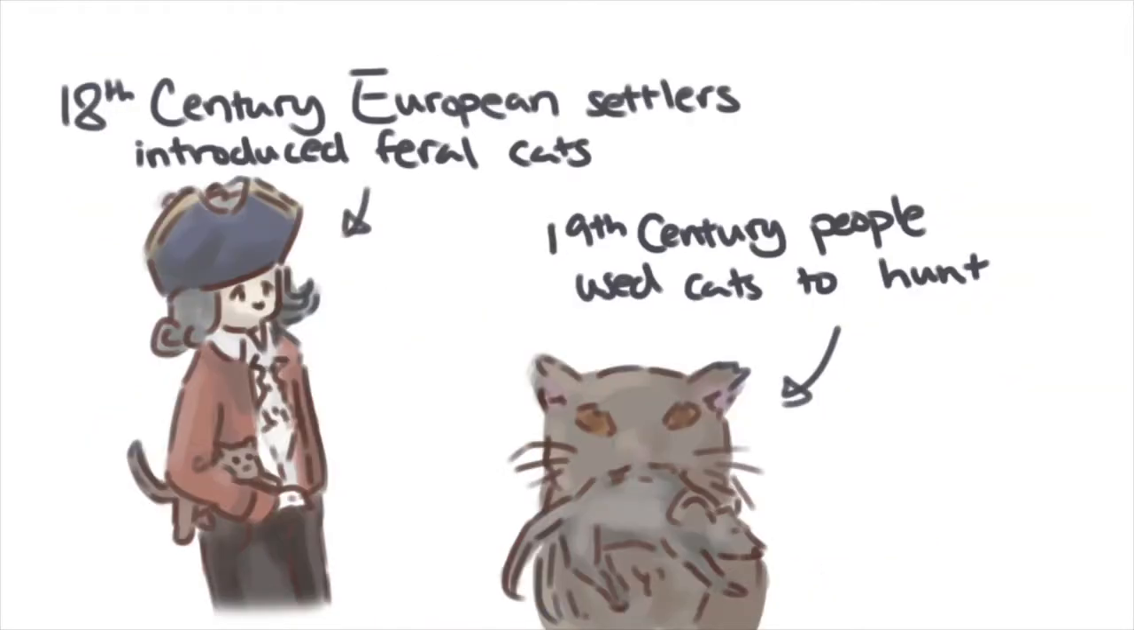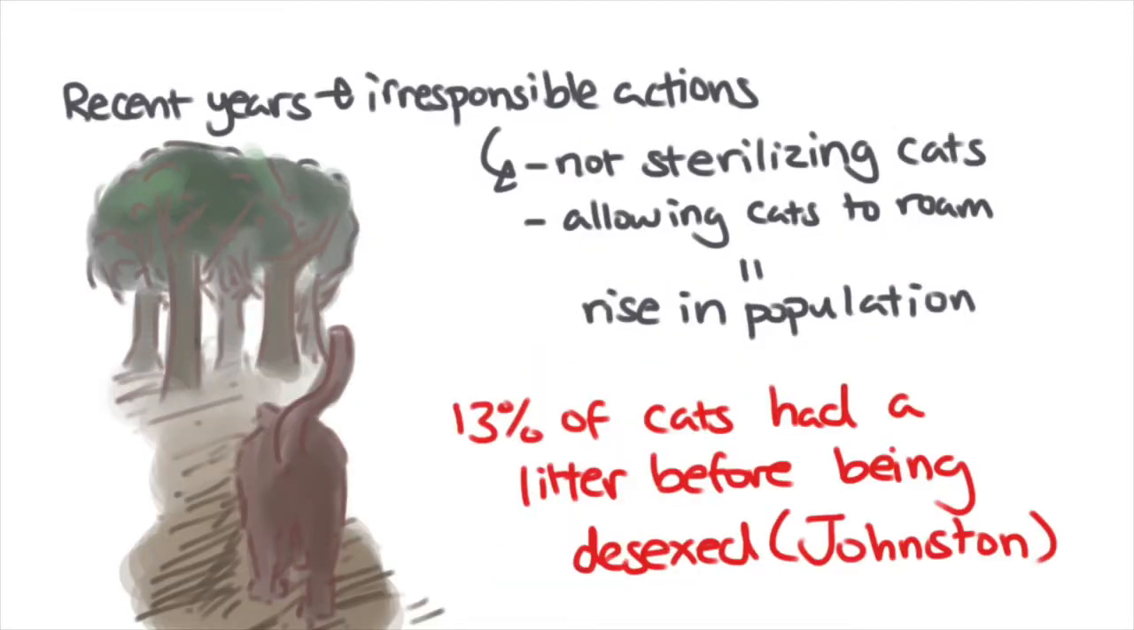Feral cats were introduced in Australia during the 18th century by European settlers, and they were deliberately introduced to reduce rodents and pests during the 19th century, leading to the formation of feral cat colonies. In more recent years, the impact of feral cats is aggravated due to humans' irresponsible actions. Leaving their pet cats unsterilized and allowing them to roam outdoors led to a rise in the feral cat population. According to the study done by Victoria, 13% of cats had a litter prior to being desexed, causing kittens to join the feral cat colonies.